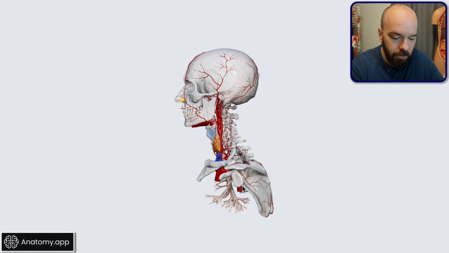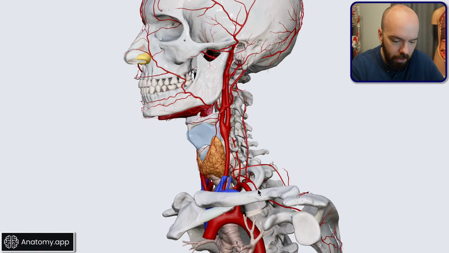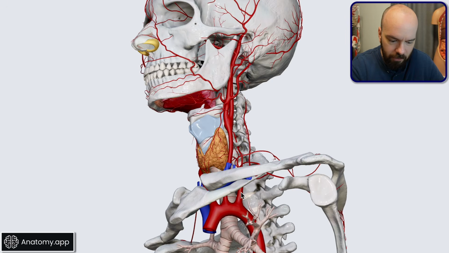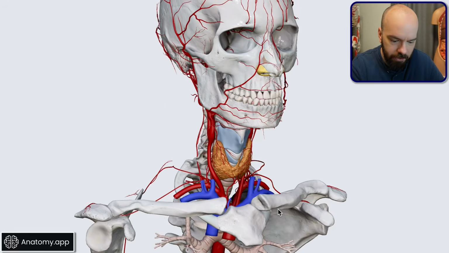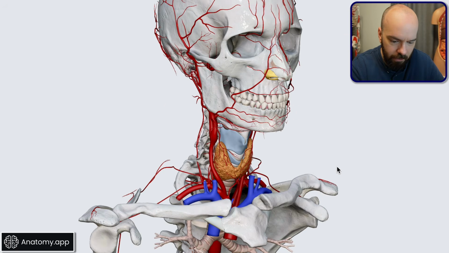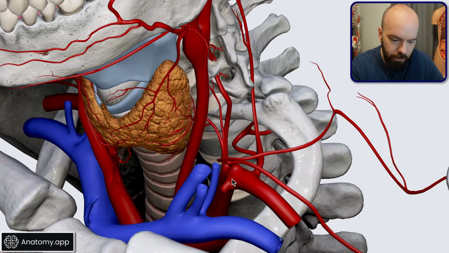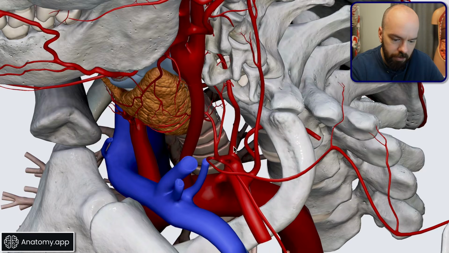So here we have our 3D model. I'm going to zoom in on this. And first we want to take a look at the branches of the aorta. And here we've got the subclavian, and the other side, we've got the subclavian right there. And a branch off of the subclavian that we want to look at here is the vertebral artery. The vertebral artery, we can see it right in here.